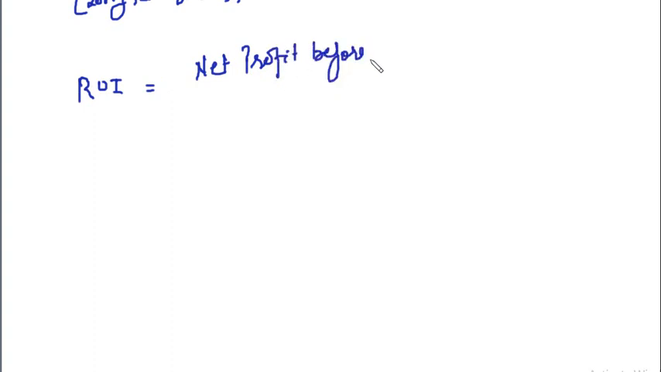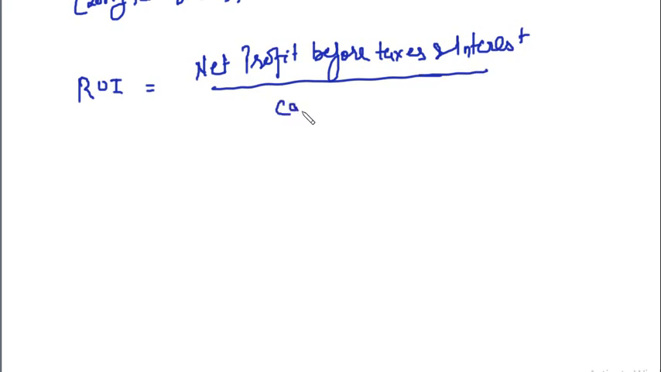So how to express this ratio? This ratio is expressed as return on investment ratio is equal to net profit before taxes and interest divided by capital employed multiplied by 100, because the profitability ratios are expressed in percentage. Clear? Clear, friends?